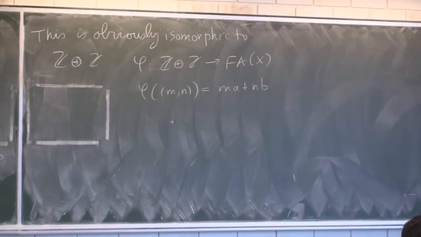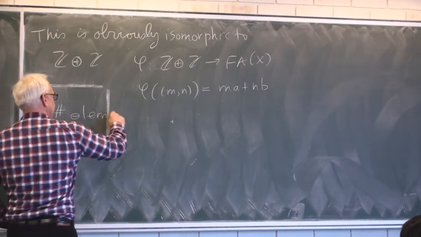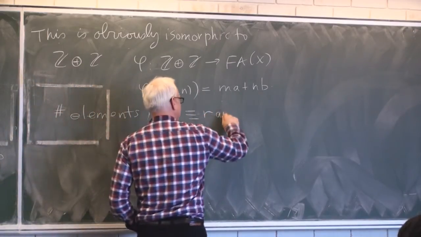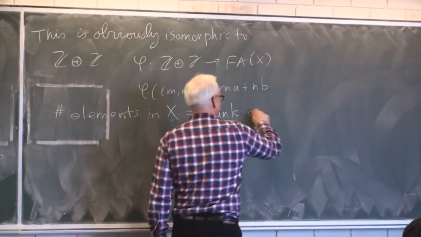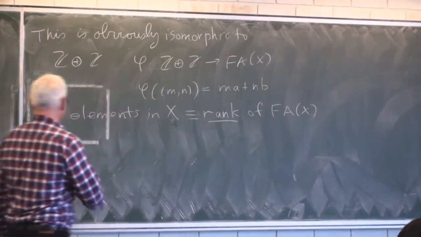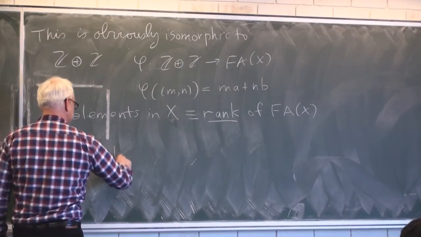Now if we started with a bigger size set than X, then we would have a sort of bigger free abelian group, but the story is pretty well always the same. So the number of elements in X is called the rank of the free abelian group FA of X. So in our example, the rank is 2.